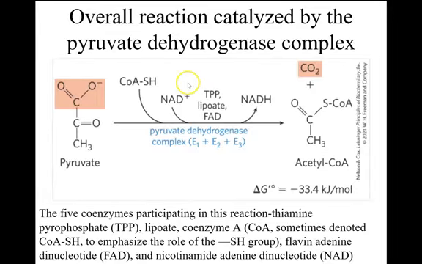As far as cofactors for these enzymes, coenzyme A is really important. It's that thiol group. And then you have NAD plus, TPP, lipoate, and FAD. This reaction also produces NADH that can go into the respiratory system and reduce oxygen to water, and then facilitate the production of ATP.